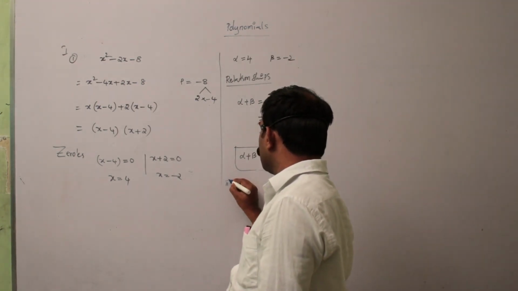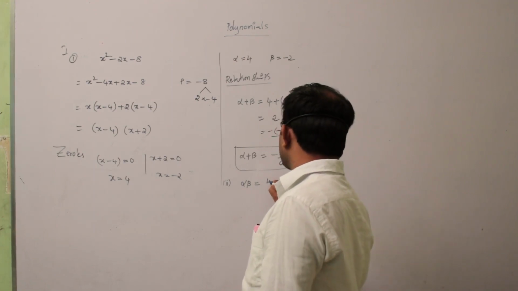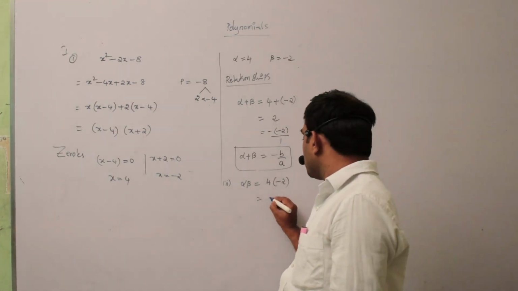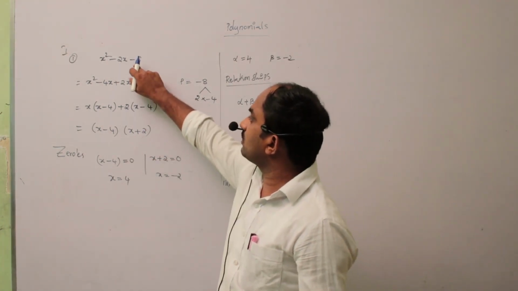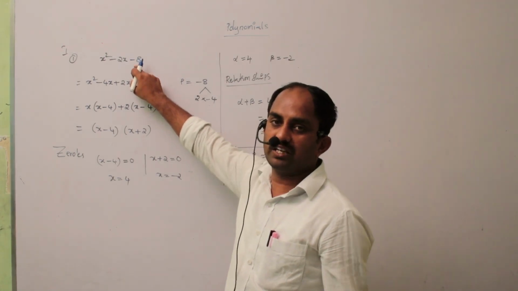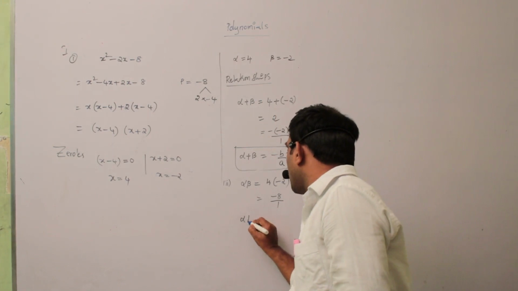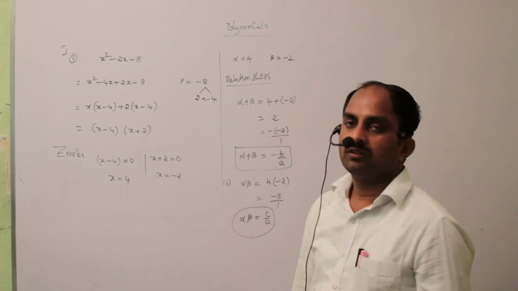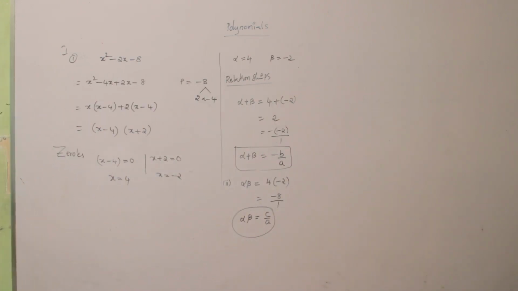Second one, alpha into beta. Alpha is 4, into beta is minus 2. So 4 into minus 2 is minus 8. In the quadratic polynomial, the c value is minus 8. That's why this can be written as minus 8 by 1. So alpha into beta is equal to c by a. Like this we have to do all the problems in the first Roman numeral.